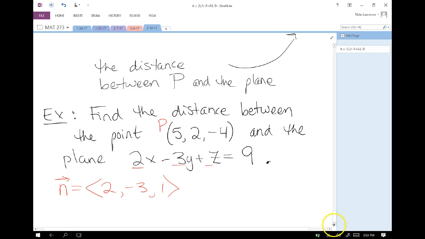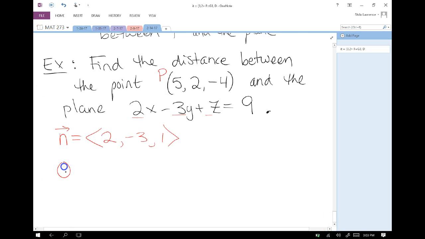And then we need a point that's in the plane, and it can be any point. There are an infinite number of points in this plane. You pick an x value and a y value, any x and y that you want, and you plug them in and solve for the z that goes with them. I'm going to do something really simple. I'm going to pick x and y equals 0. If x and y equals 0 in that plane, what's z?